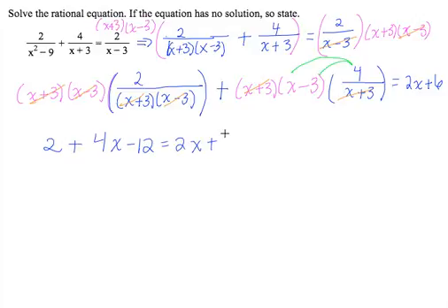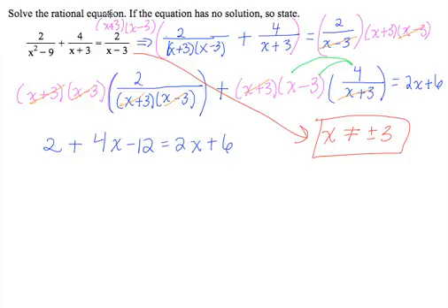And I think you guys can solve it from here. Just be aware that if you get positive 3, that would cause this denominator to equal 0. Or if you get negative 3, that would make this denominator equal 0. And either one would make this denominator equal 0. So x cannot equal positive or negative 3 because it makes one of the denominators in the original problem 0, which doesn't make sense. So if you got plus or minus 3, it just wouldn't count. It wouldn't be a solution.